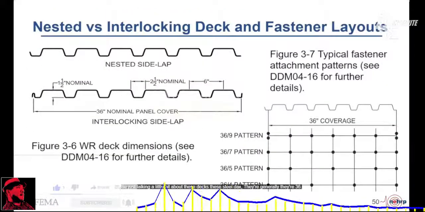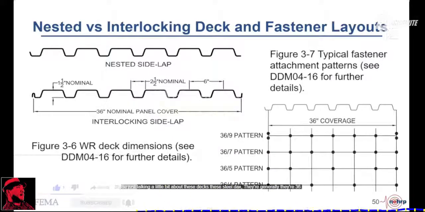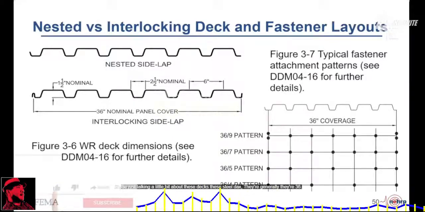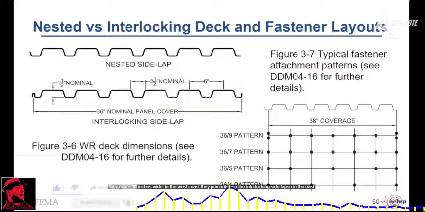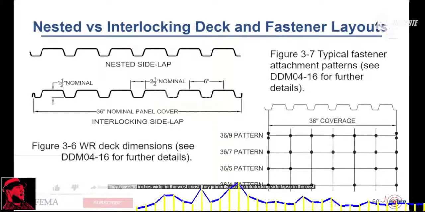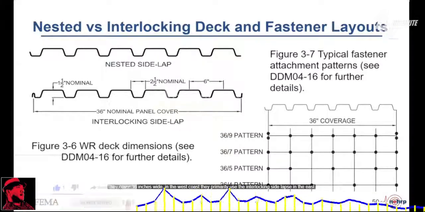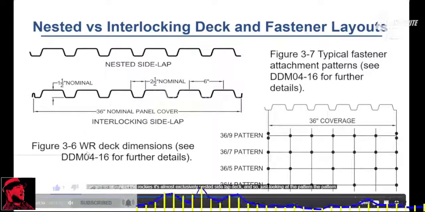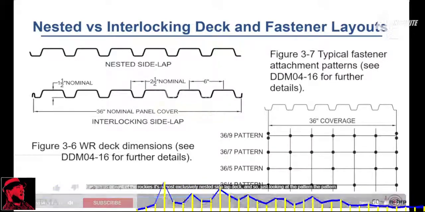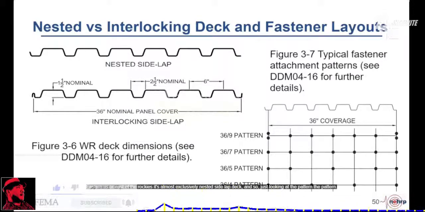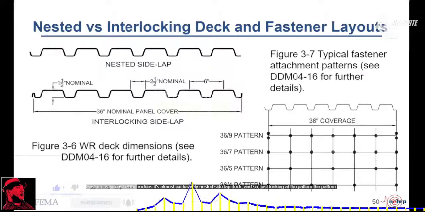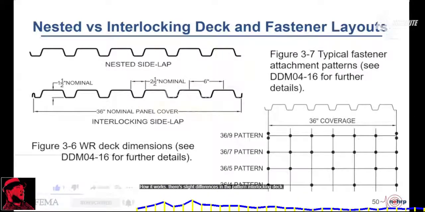So just talking a little bit about these steel decks, they cover 36 inches wide. On the West Coast, they primarily use the interlocking side laps. In the eastern U.S., or east of the Rockies, it's almost exclusively nested side lap decks. And so just looking at the pattern, how it works, there are slight differences in the pattern.